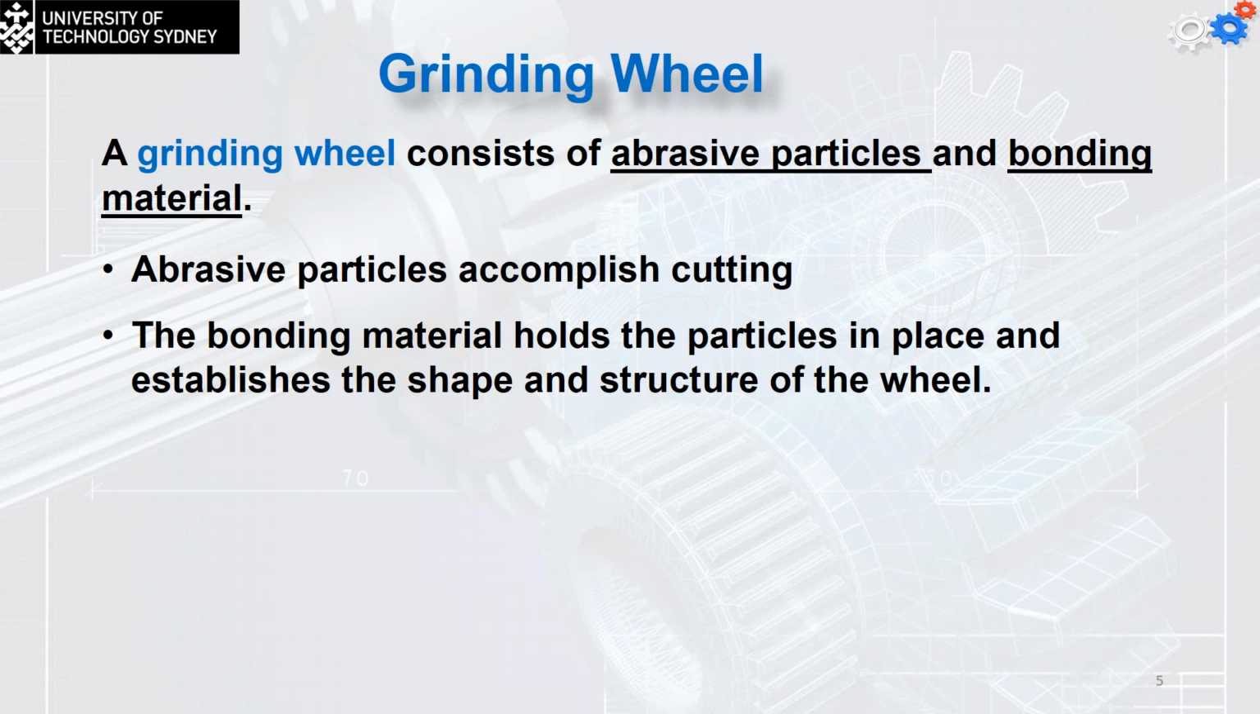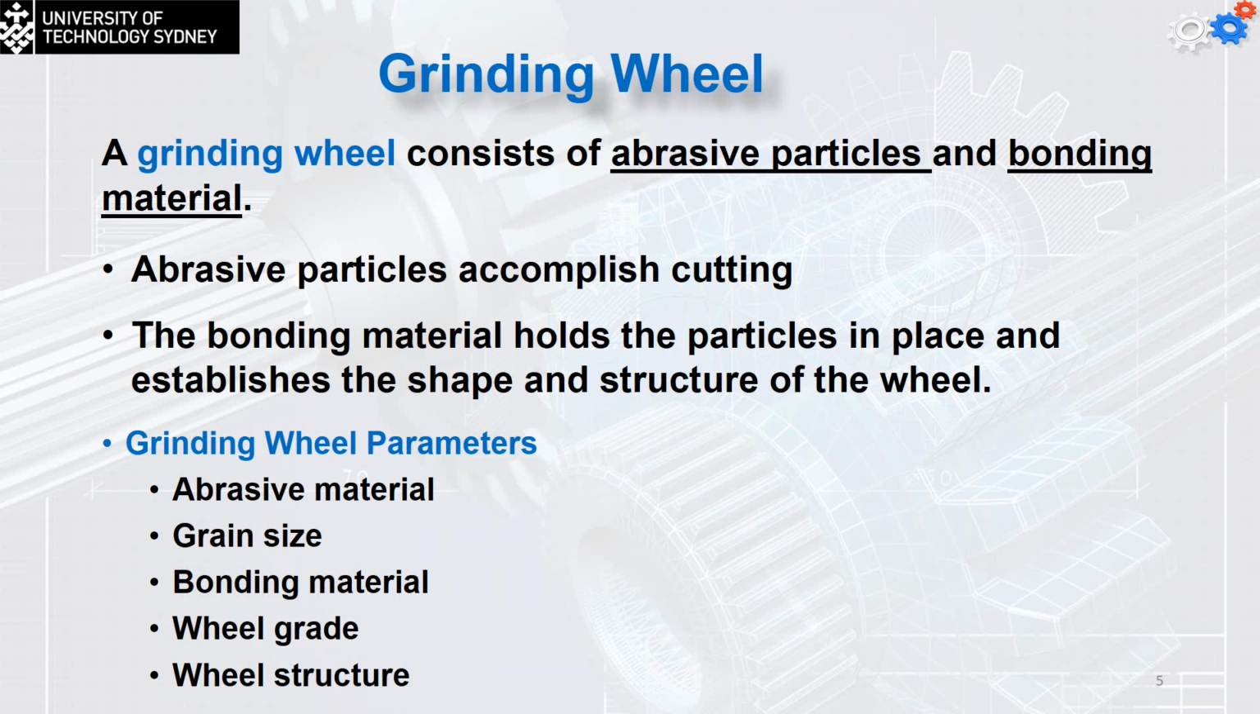The grinding wheel consists of abrasive particles and bonding material, something like sandpaper itself, but instead of bonding the material on the paper, we bond it in the shape of the wheel. The abrasive particles accomplish the cutting, and the bonding material holds the particles in place and establishes the shape and the structure of the wheel. The parameters of the grinding wheel are the abrasive material, the grain size, which is either going to be rough or fine, the bonding material itself, the wheel grade, and the wheel structure.